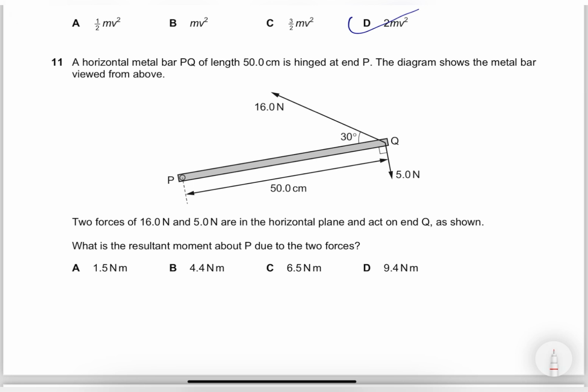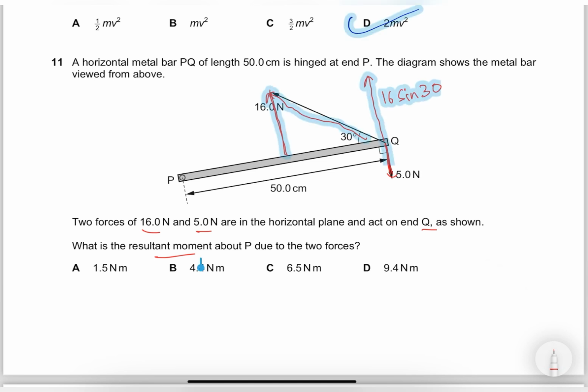A horizontal metal bar PQ of length 50 centimeter is hinged at this end. Two forces, 16 Newton and R, in the horizontal plane act on Q. We need the resultant moment. See, two moments are given over here. One is clockwise and one is anti-clockwise. We need this component, so we have the perpendicular and the hypotenuse. So we will use the sine component, right? So it would be 16 sine 30. And all of us know the value of sine 30 is 1 by 2 or 0.5.